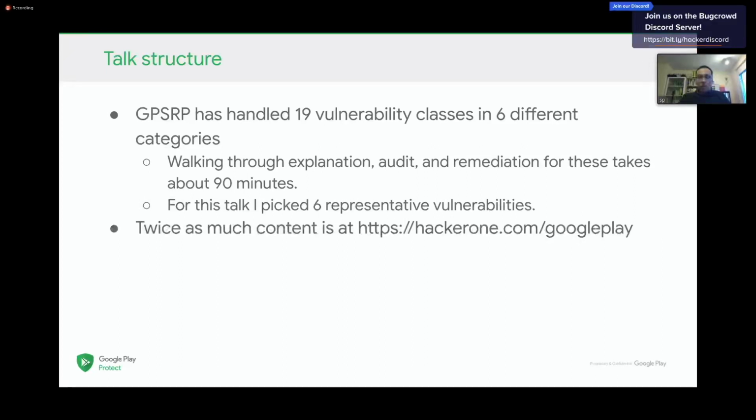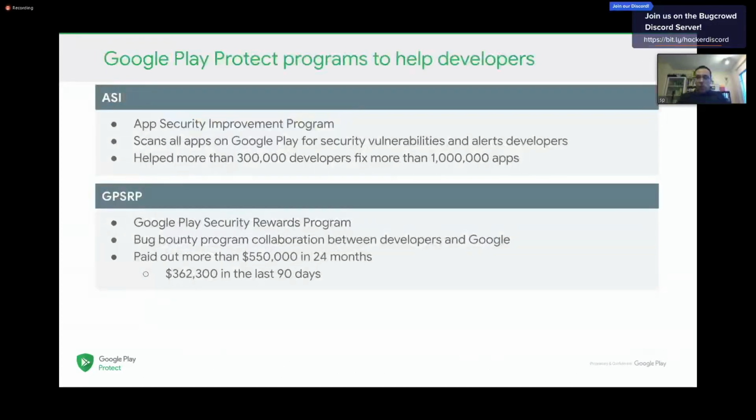So what did we do a couple of years ago when we decided we wanted to spend some time and effort to make top Android applications safer? The first thing we did was we started the ASI program. I think that stands for App Safety Initiative or something like that, or App Security Improvement Program. I always get that wrong.